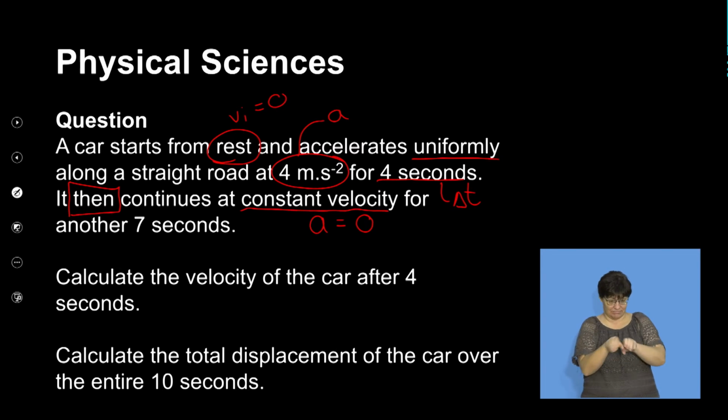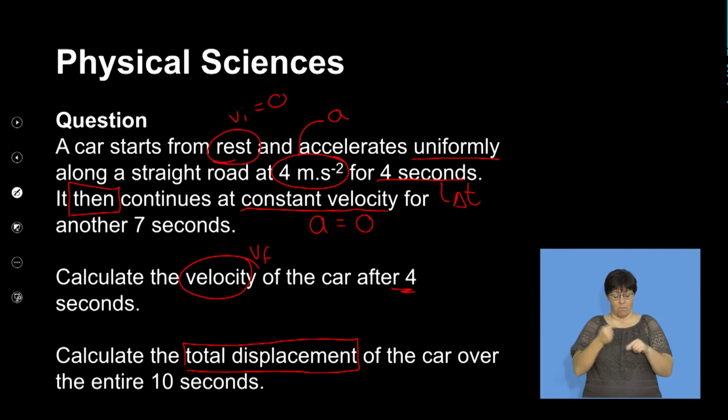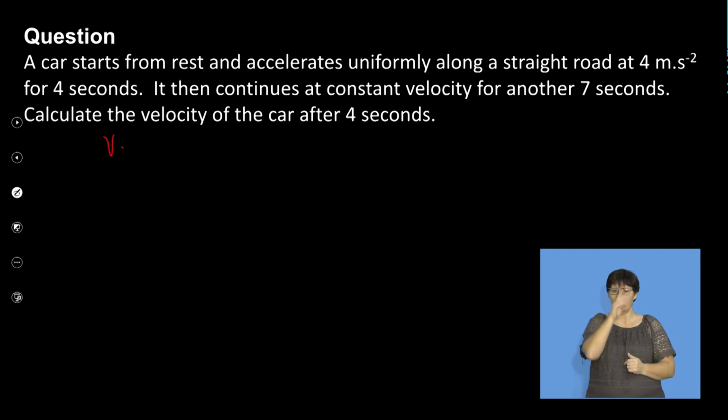There's 2 parts to this. First thing they want is the velocity, Vf, of the car after 4 seconds. And then the total displacement of the car for the whole 10 seconds. It's actually 11 seconds, so let's change that to 11, because 7 plus 4 is 11. Right, let's start with the first part. We know that we're going to do this. So we have our list.